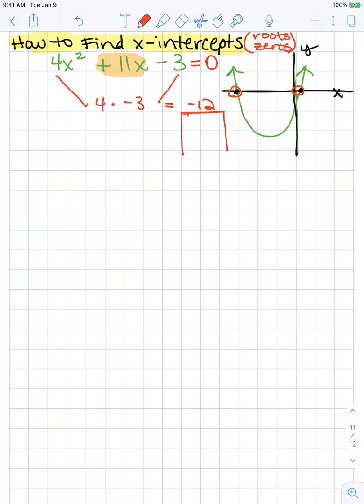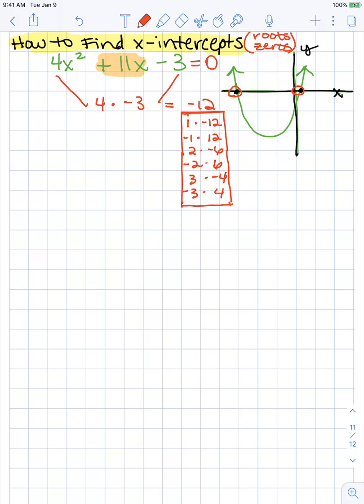So I'm going to find factors of negative 12. I'm going to start with 1. 1 times negative 12 multiplies to negative 12. And then negative 1 times 12 multiplies to negative 12. Then 2 times negative 6 and negative 2 times 6. Those will multiply to negative 12. And then I'll go to 3. 3 times negative 4 and negative 3 times 4. So these are all my options of the numbers that multiply to negative 12.